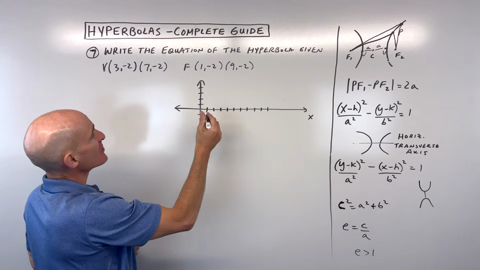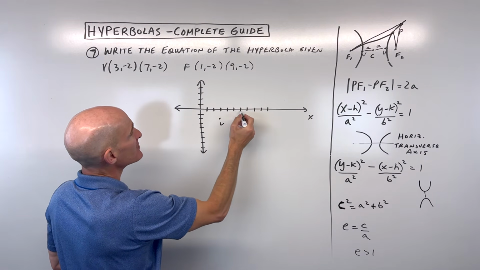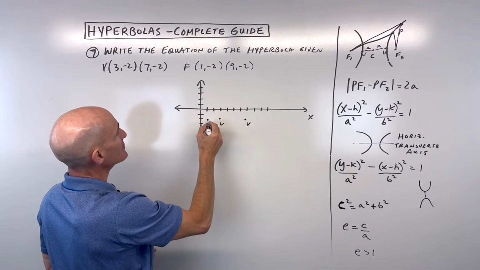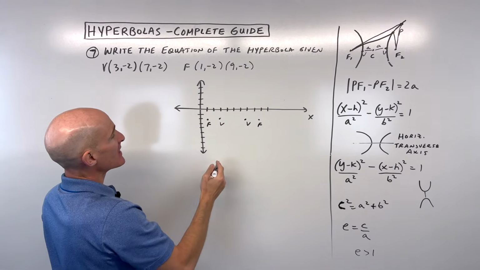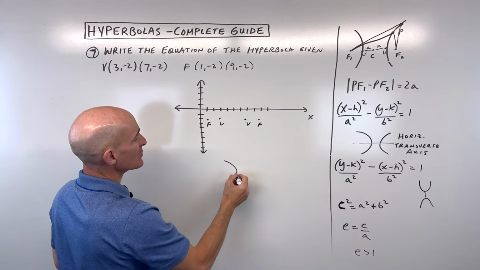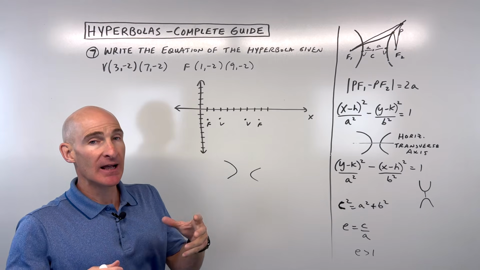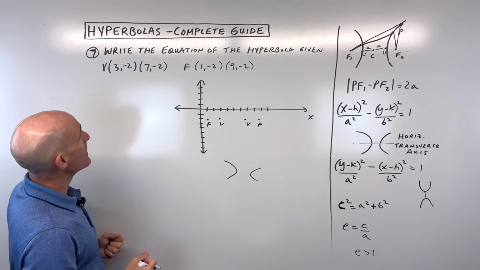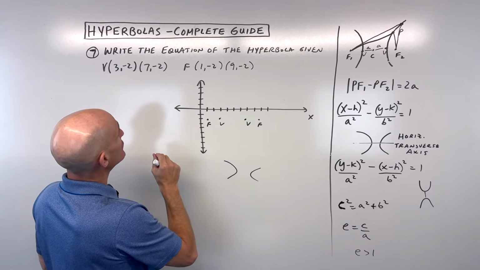So it looks like the vertices are at (3, negative 2) right here, and (7, negative 2) right about there. Foci are at (1, negative 2) and (9, negative 2). So that tells us that this hyperbola is basically opening in the horizontal direction, which tells us that it's going to be an x squared type. The x squared is going to be the positive term, or the one that comes first. Now the center, remember, is always halfway between the vertices or halfway between the foci.